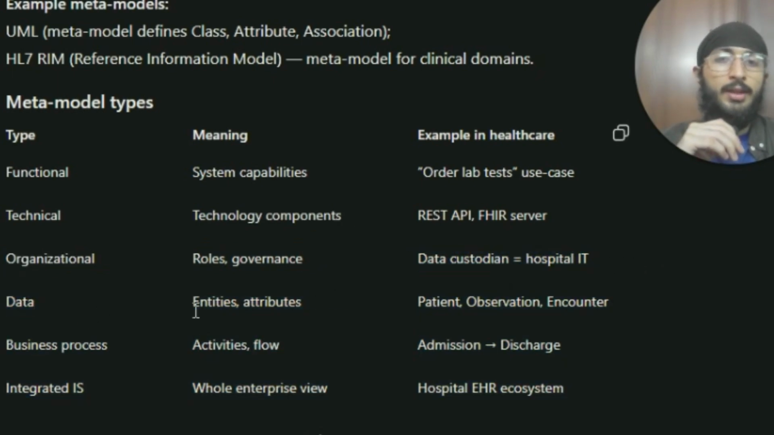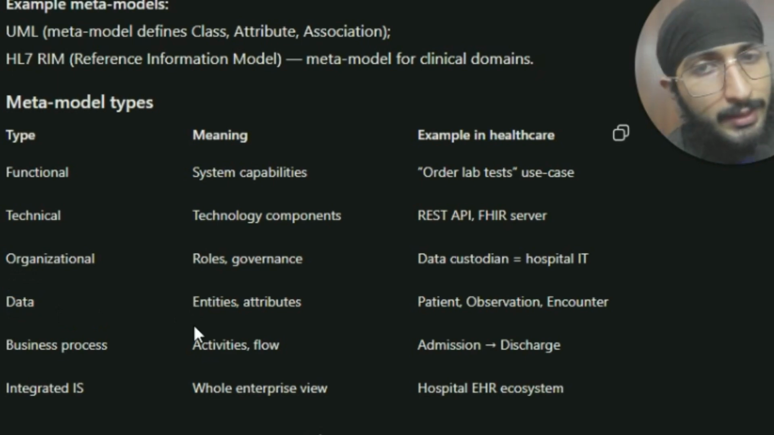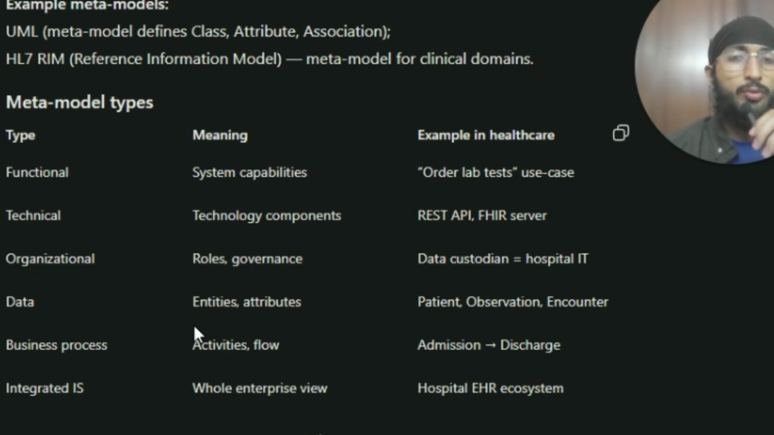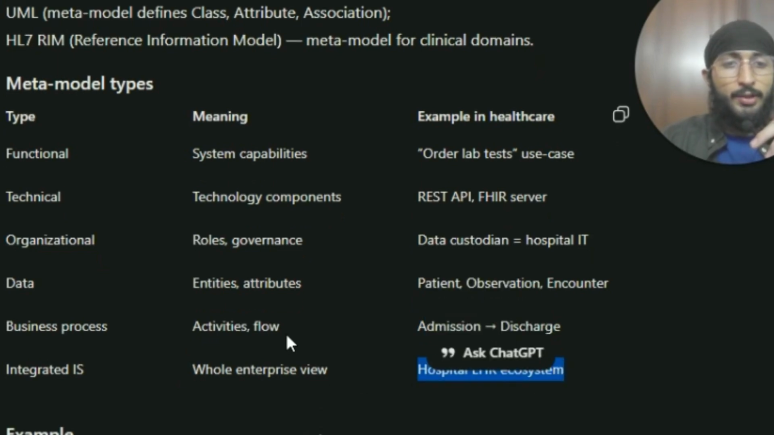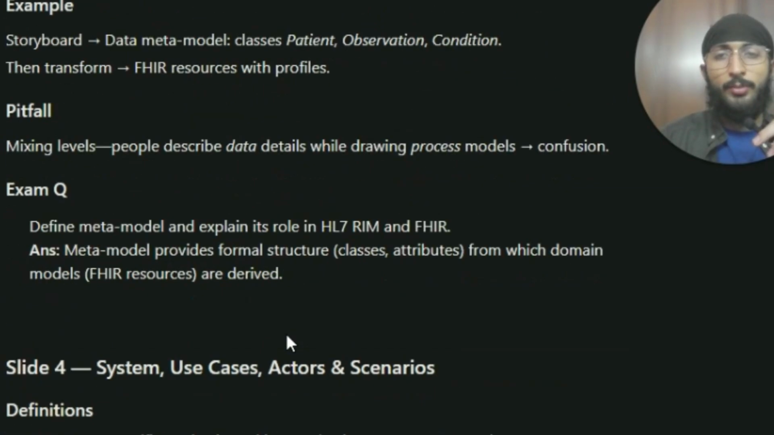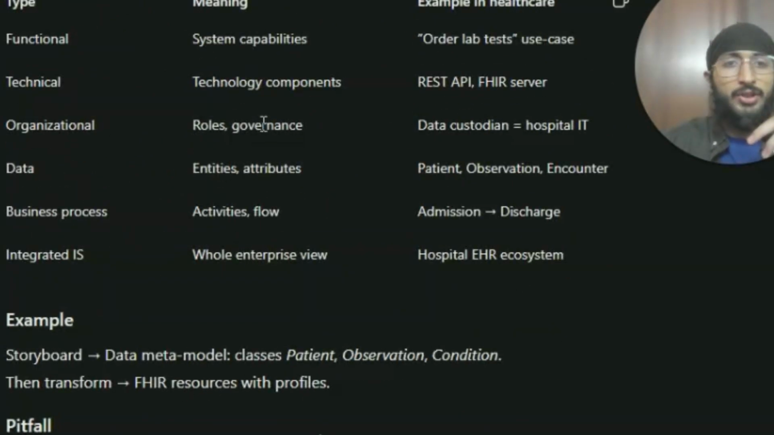Then data type of meta model is basically going to take into consideration the entities and the attributes. Then the example in healthcare is patient observation and encounter. Then business process relates to the activities and flow. For example, admission to discharge, the whole flow is basically managed by the business meta model. Then we have integrated IS, which will see the whole enterprise view, and that would be the hospital EHR ecosystem.